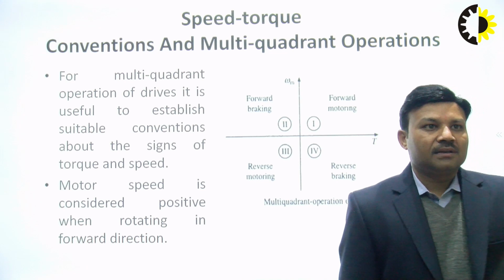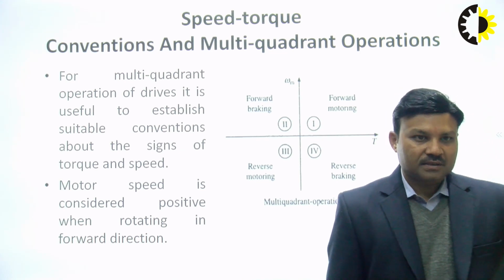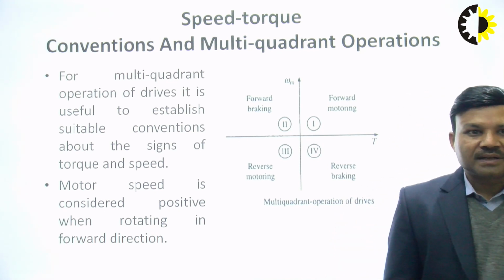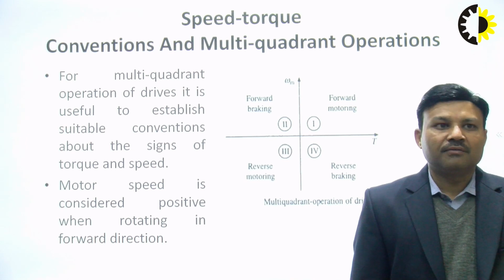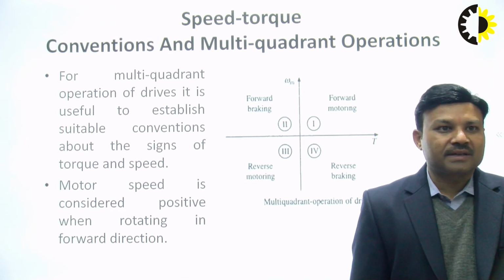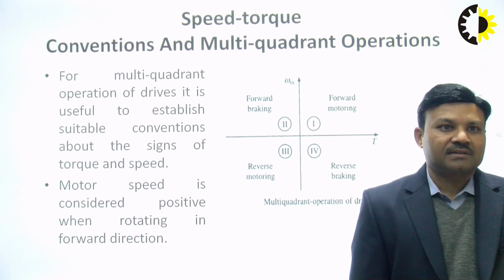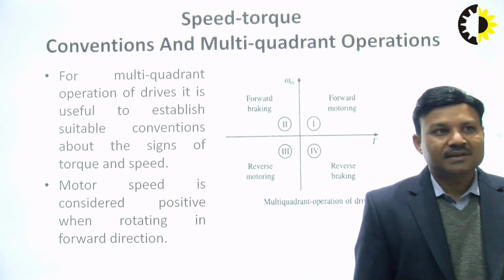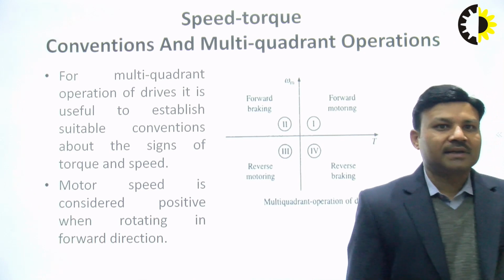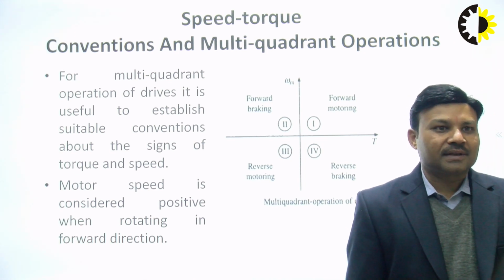Now let us see speed torque conventions and multi-quadrant operations, because most of the drives have motors, and a motor has these 4 quadrants of operation. We will see one by one: forward motoring, which occurs in the first quadrant, and forward braking, or nowadays very useful, regenerative braking. This comes under the second quadrant.